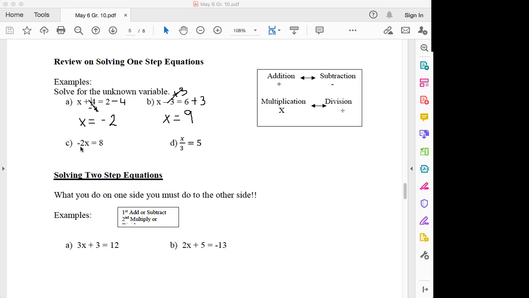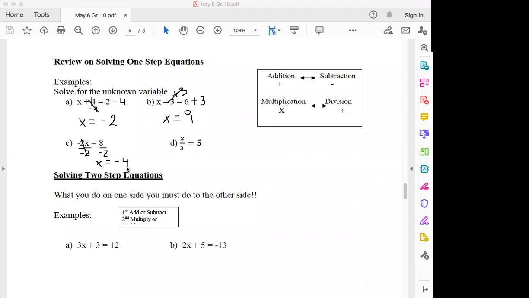This one here is being multiplied. So what we have to do is divide both sides by the same number, and you have to make sure that you're keeping that negative beside it. So we're going to divide negative 2 on both sides. That cancels out, and we are left with x. And x is equal to 8 divided by negative 2, which is negative 4.